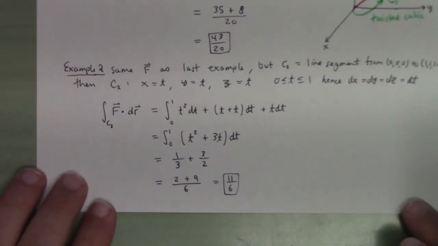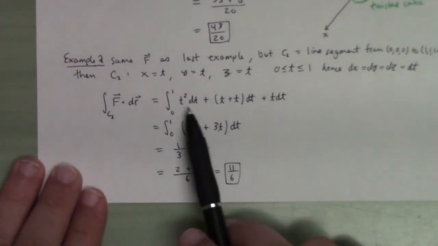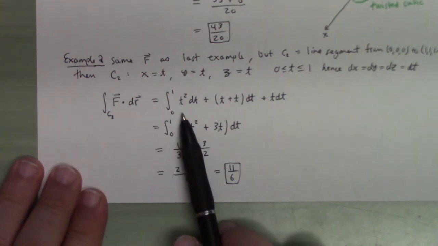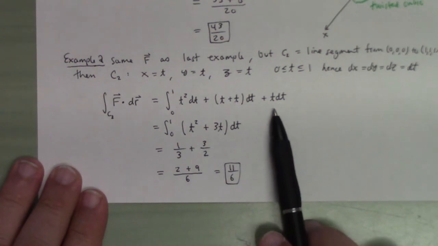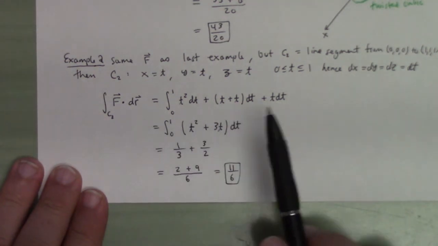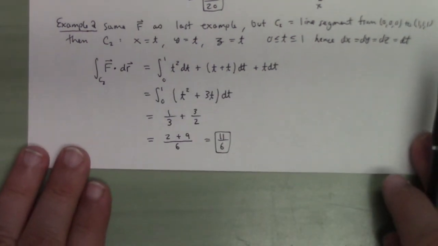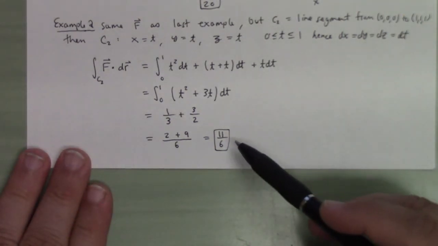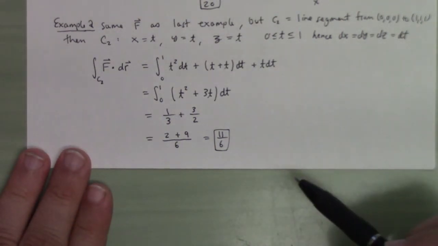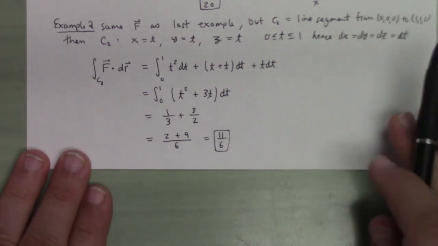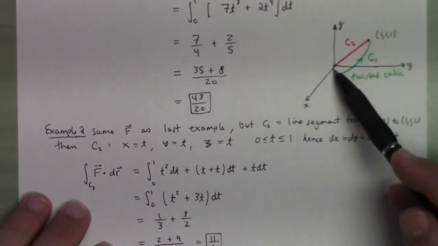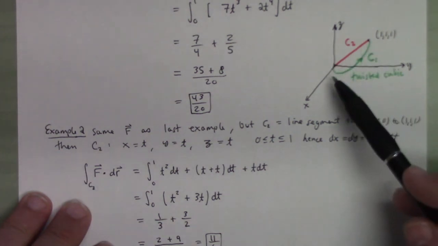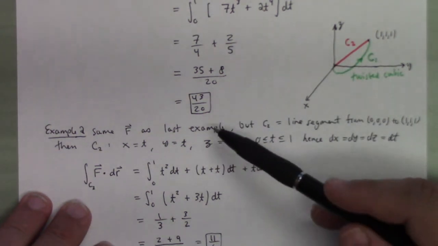And so I thought, well, let's calculate the integral of this force over that line segment instead. And when I do that, I end up with this calculation. And interestingly, the answer is not 43 over 20. This time it's 11 over 6. So as you can see, for a given force field and the same pair of initial and final terminal points, we can get different line integrals.